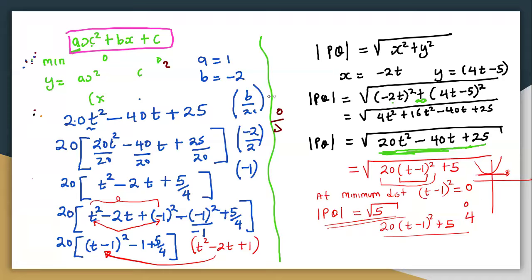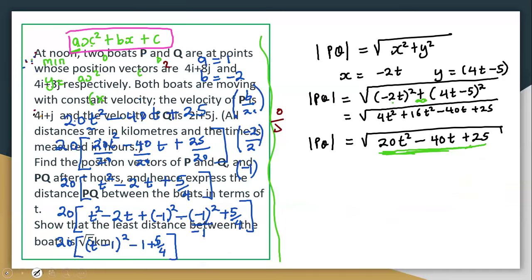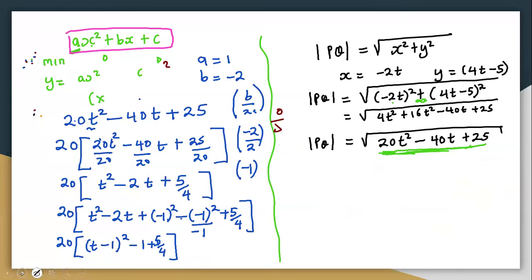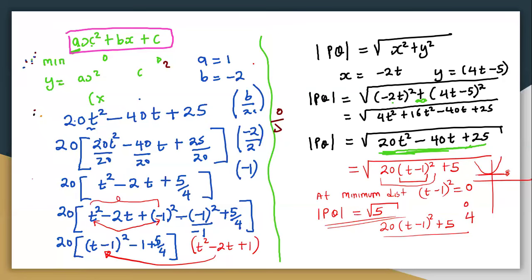Lastly, Jovix. Yes, I have a query. Mostly here, when we get the root of 5, don't we write it in decimal points, or is it not required? Now, according to the question we have been handling, are you noticing they told us to show that the least distance between the boats is root of 5 kilometers? Okay, so that's why we are leaving it there.